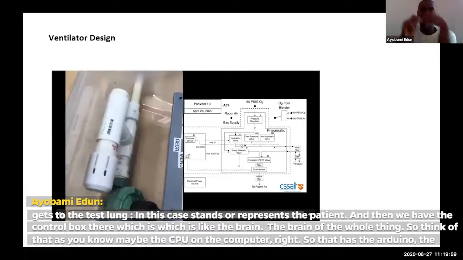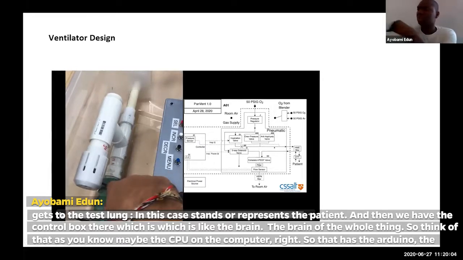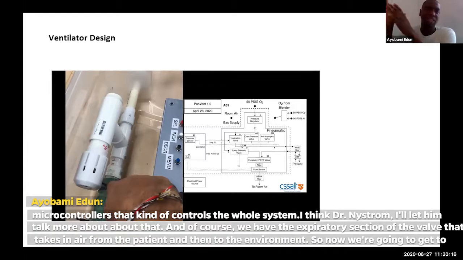In this case, the test lung stands in for the patient. And then we have the control box, which is like the brain of the whole thing. Think of that as maybe the CPU of a computer. That has the Arduino microcontrollers that control the whole system, which is the main thing here. I'll let Dr. Nystrom talk more about that. And of course, we have the expiratory section of the valve that takes in air from the patient and then releases it to the environment.